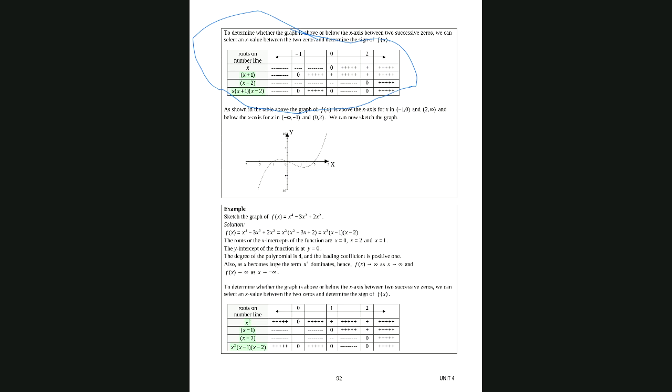Then here, greater than 2, I can pick a number like 3. If I put 3, I'll get positive, positive, positive. Positive, I'll get positive. So what's wrong? This thing was done far back in unit 1. So it is very problematic if this table is still problematic to you.